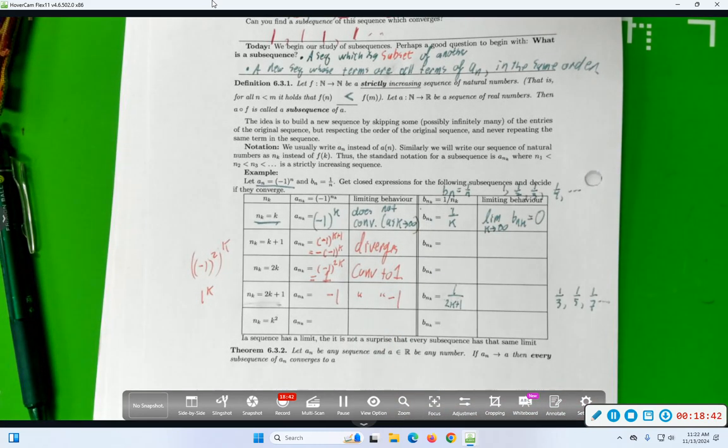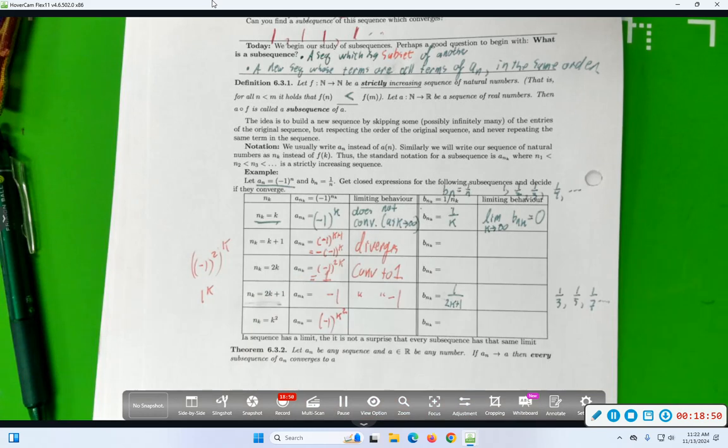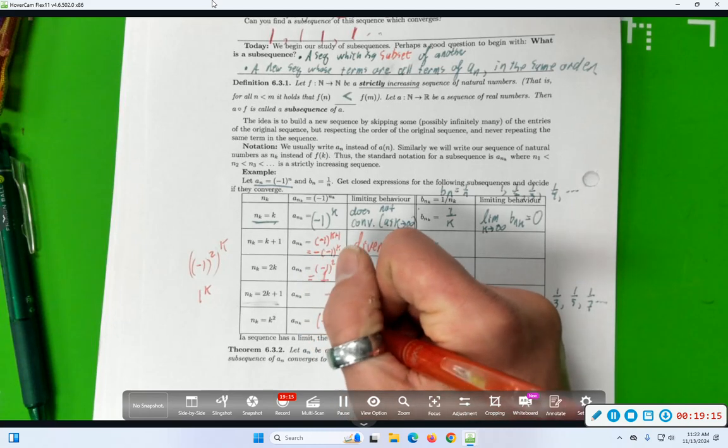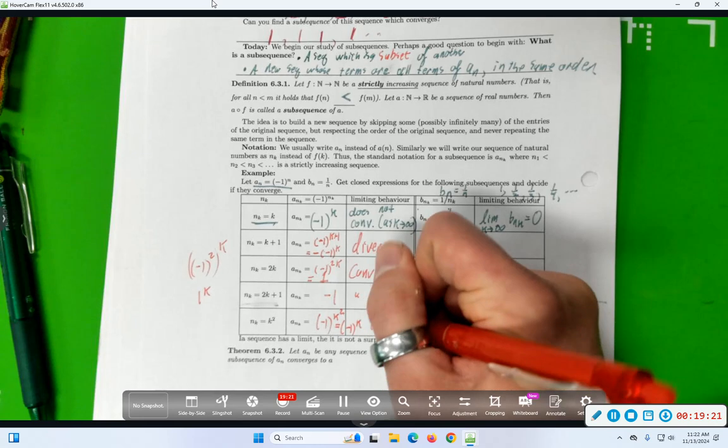Last one, n sub k equal to k squared. Negative 1 to k squared. Does that simplify at all? I mean, it does, because of special properties about negative 1. Let's start listing terms. When k equals 1, what do you get? Negative 1. When k equals 2, what do you get? 1. When k equals 3, what do you get? Negative 1. Cool. Does that seem like it's the same as the original sequence? No. So this actually simplifies. This is just negative 1 to the k. Tell me about its limiting behavior. Doesn't converge.